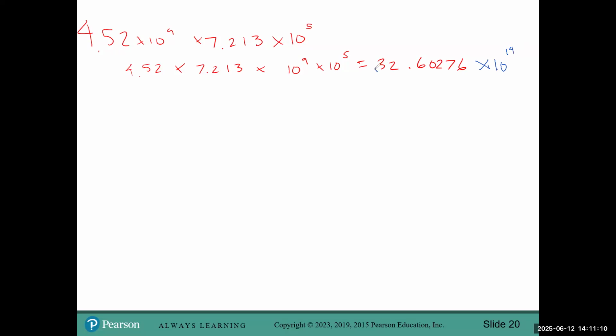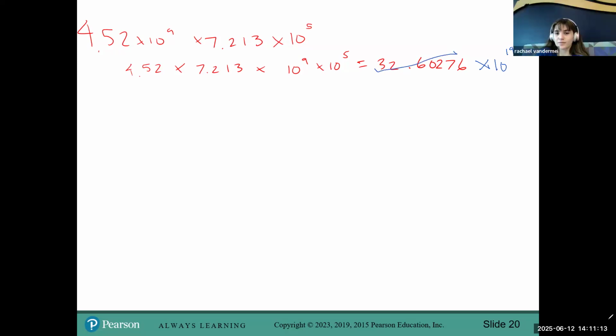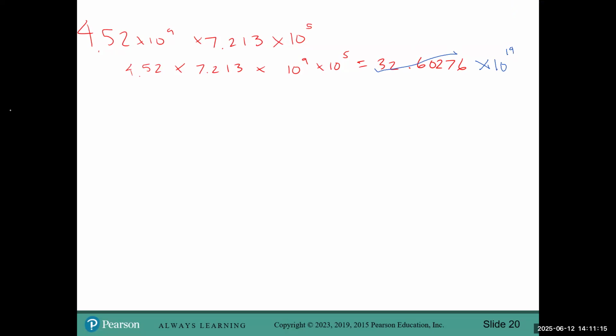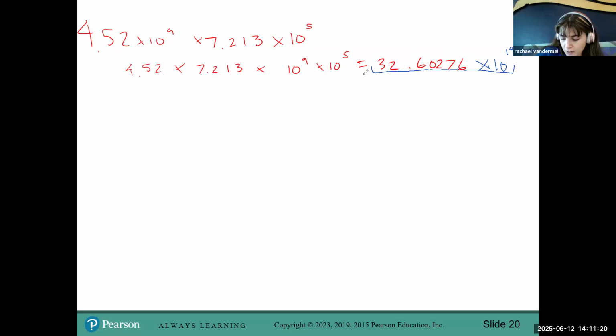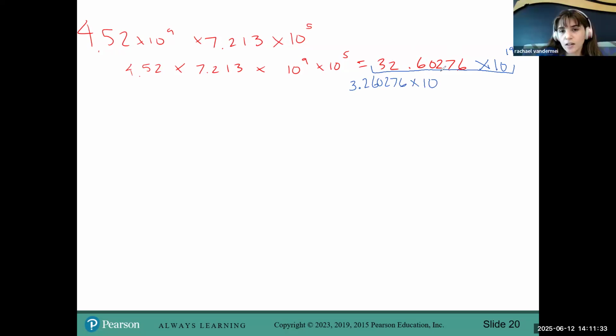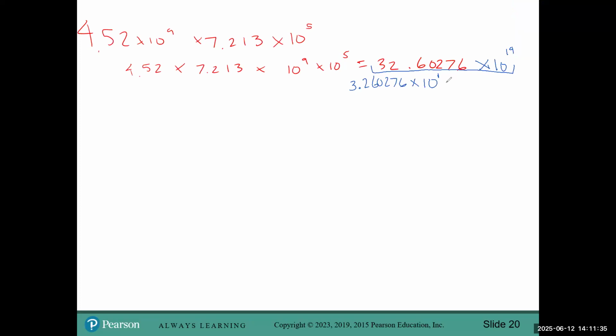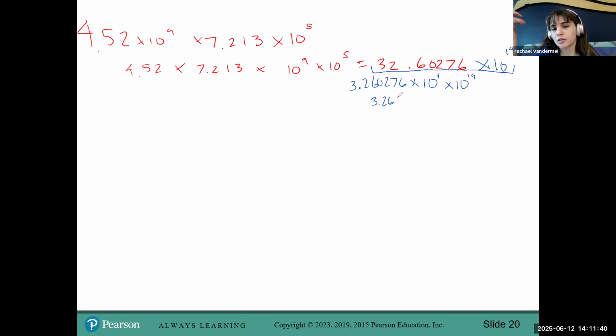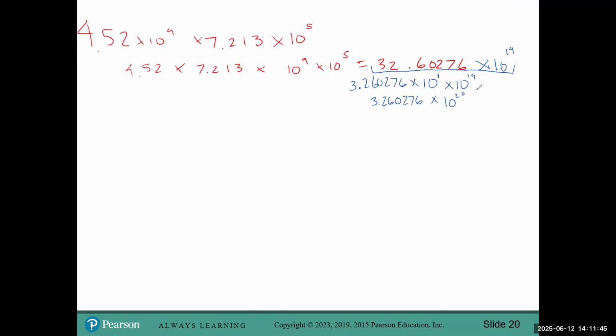Okay, so is this number in scientific notation? Well, is that number in scientific notation? No, you have to move it one to the left, right? Yes. So I first have to write this as 3.260276 times 10 to the, so I would add it, right? Yes, one. So like if you had to add one decimal to the right, would you subtract one? Or would you even have to do that?